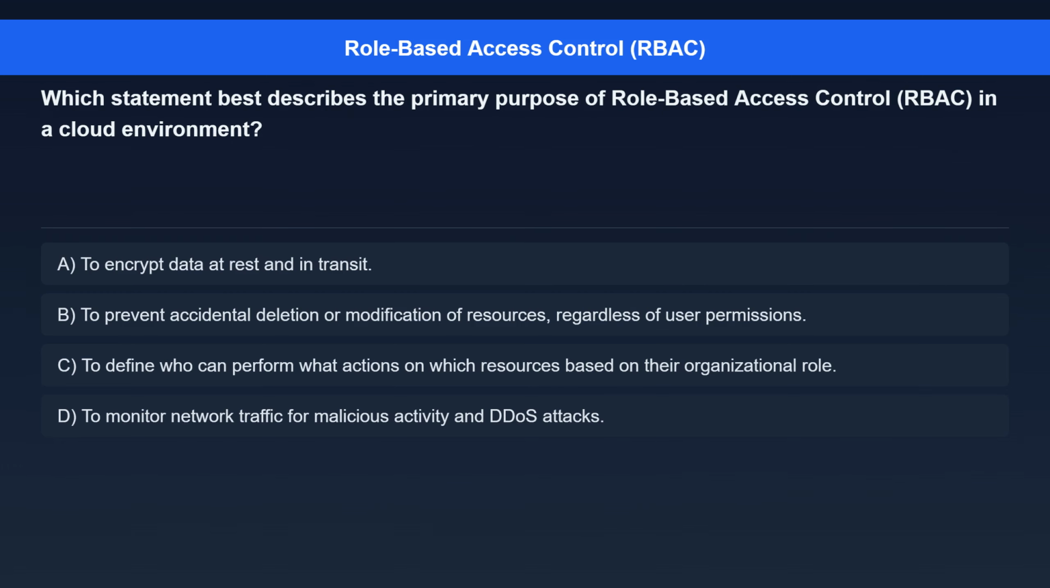Question 6. Which statement best describes the primary purpose of role-based access control, RBAC, in a cloud environment? Option A. To encrypt data at rest and in transit. Option B. To prevent accidental deletion or modification of resources, regardless of user permissions. Option C. To define who can perform what actions on which resources based on their organizational role. Option D. To monitor network traffic for malicious activity and DDoS attacks.